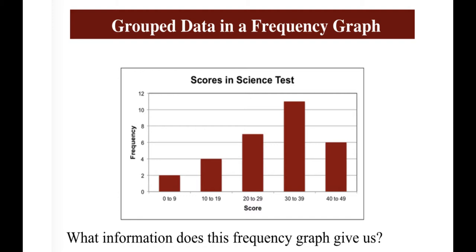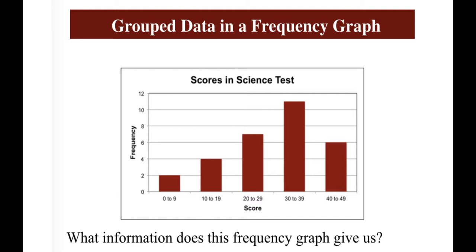This graph can tell us the mode. The mode is the most common value. So 30 to 39 is the most common score on this science test. We can also get a rough idea of the maximum and the minimum, but not a precise idea. And we can also see that the data is sort of skewed going down this way to the left. And we'll talk more about data skew later in this presentation.